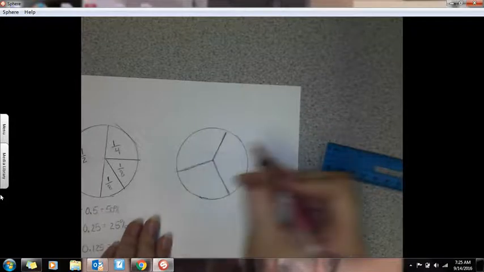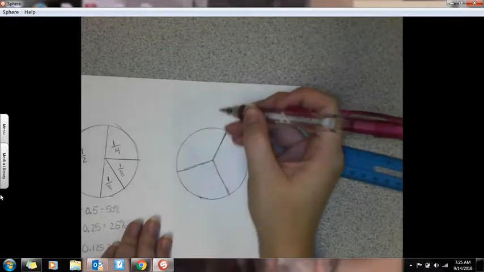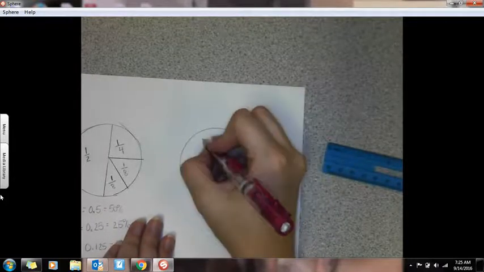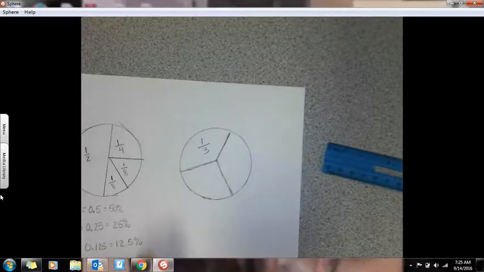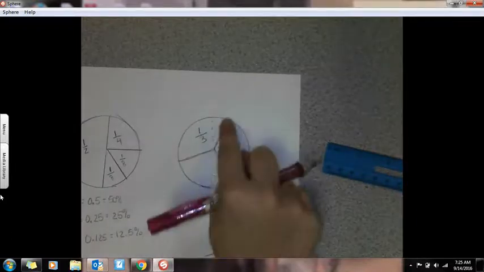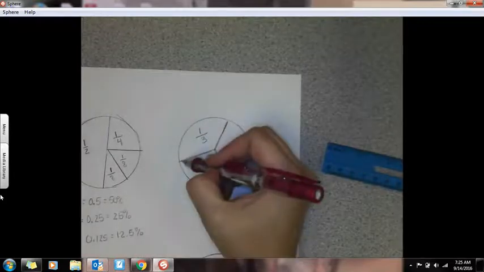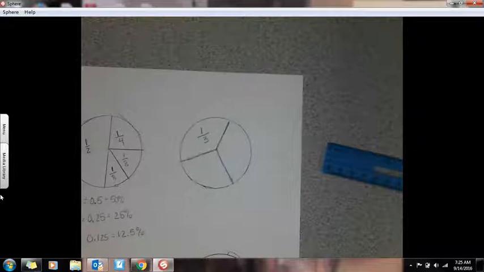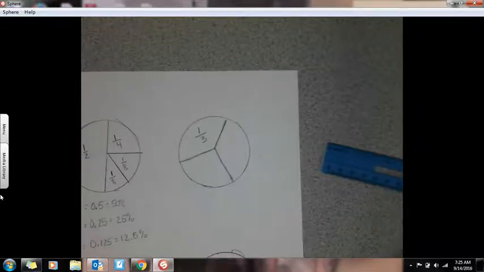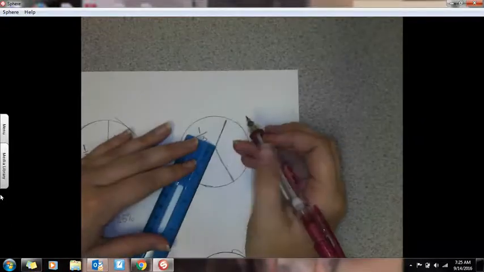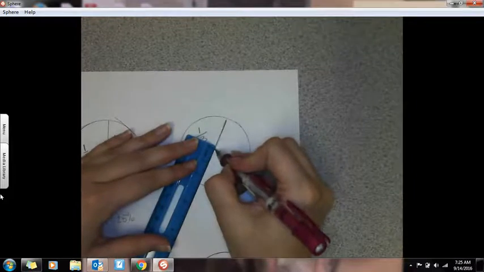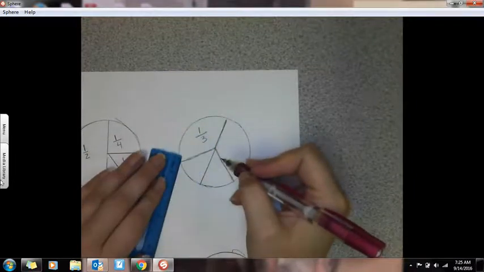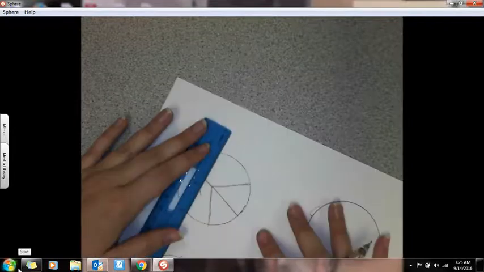So I have 3 equal pieces, which means that one of these wedges is 1 equal piece out of the 3. Okay? I'm not going to do anything to this wedge because I want you to continue to see how large a third is of a circle. I'm going to take this wedge and split it in half. I'm going to take this wedge and split it in half.